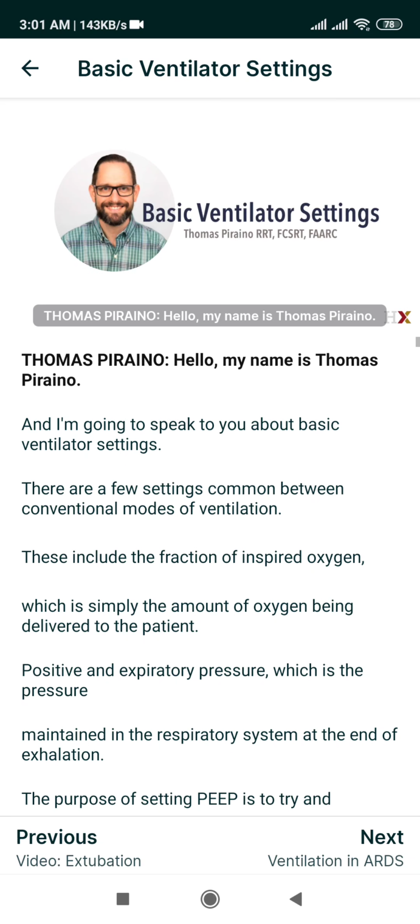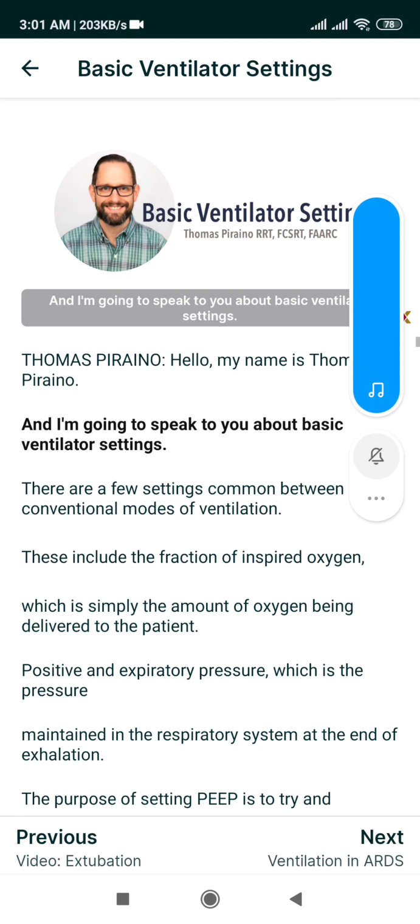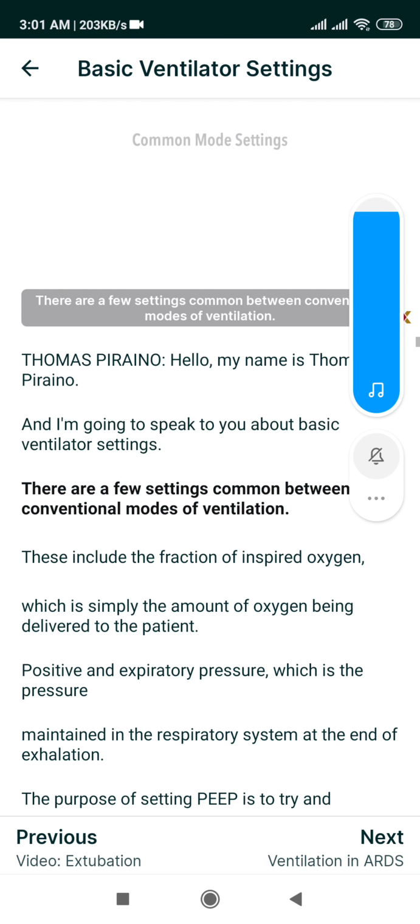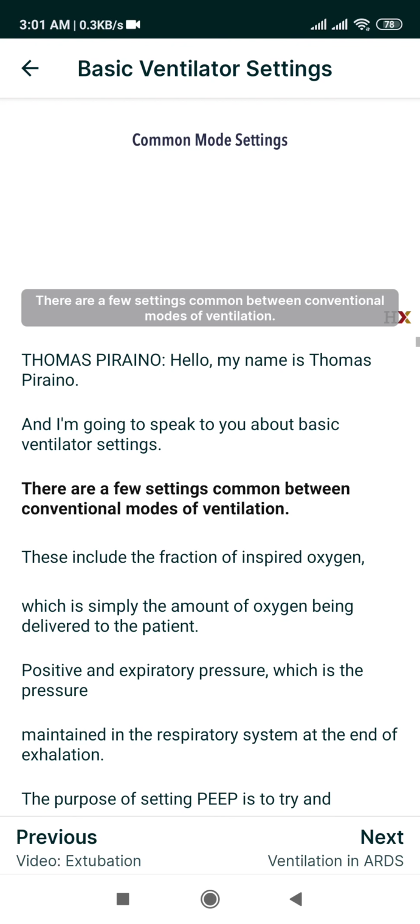Hello, my name is Thomas Pereno, and I'm going to speak to you about basic ventilator settings. There are a few settings common between conventional modes of ventilation.